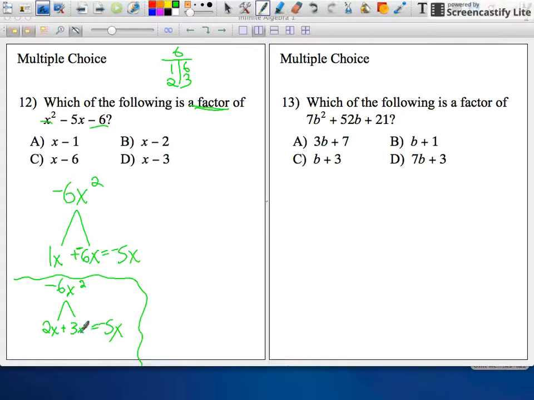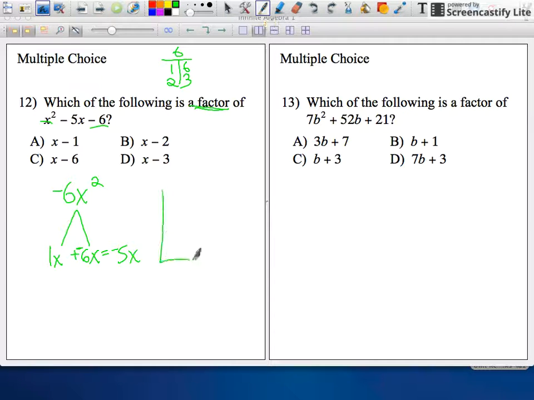The only way to add these and get negative 5x is for them to both be negative. And then when you multiply, you're going to get a positive 6x squared. So no, negative 2 and 3 cannot work. It has to be 1 and 6. Factoring things is very unique. There's only one right way to work these with the factors.